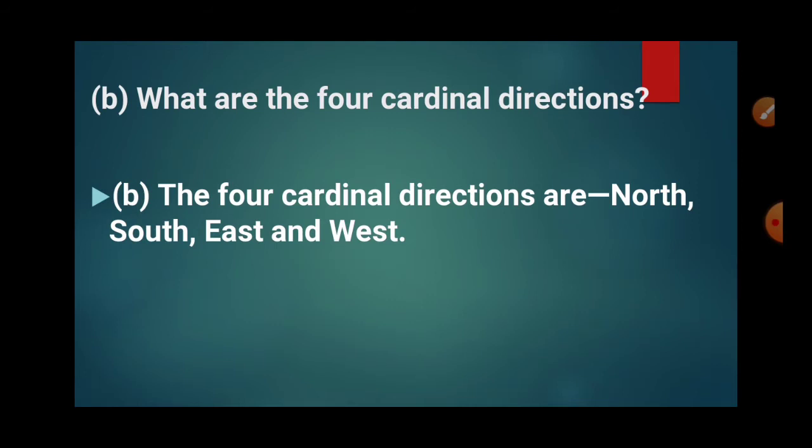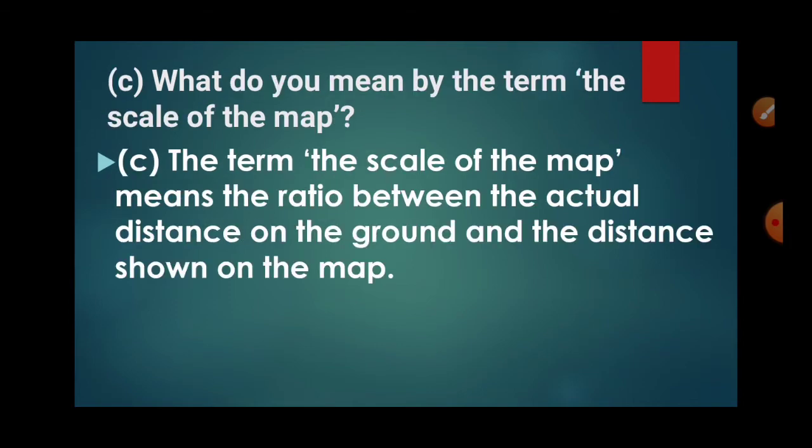Question number 2. What are the four cardinal directions? North, south, east and west. The next question: what do you mean by the term scale of the map? It is a ratio between the actual distance on the ground and the distance shown on the map. That ratio is the scale of the map.